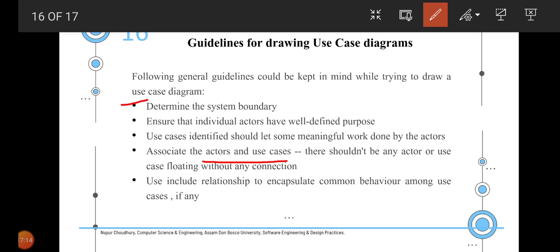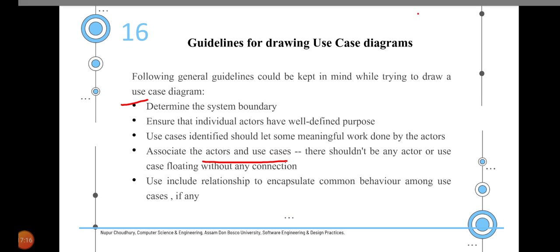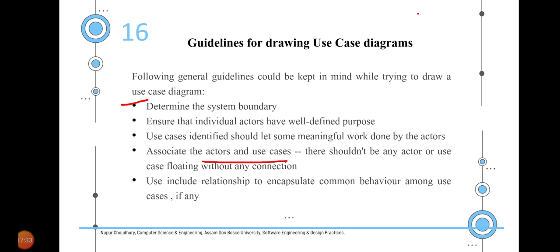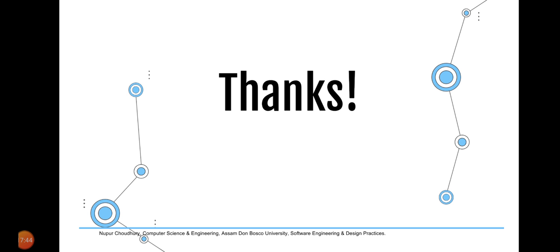So includes and extends, as you can see in the previous diagram also. Ordering food has an optional use case, which is ordering wine. So a person who is ordering the food need not have wine together, so it is just an optional case. So this is very important from the perspective of drawing the use case diagram, and the notations are also very, very important. So this is all for use case diagram.